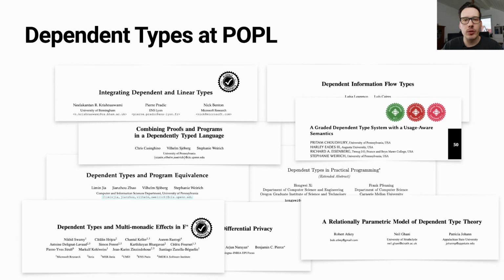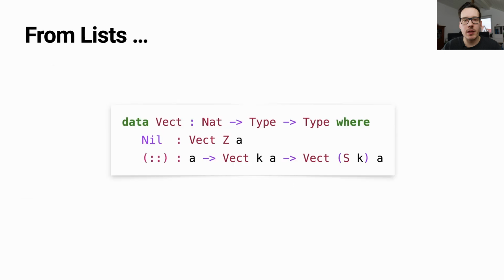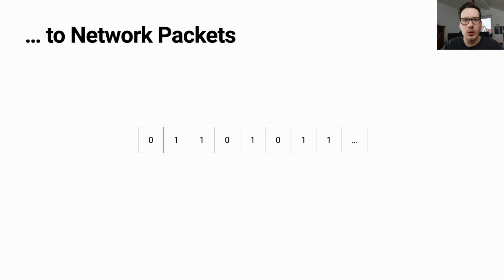With our work, we show that even the Hello World example of dependent types, lists with statically known length, can serve as a foundation in an important practical domain, namely networks. Reasoning about finite lists of bits is bread and butter when reasoning about network packets.